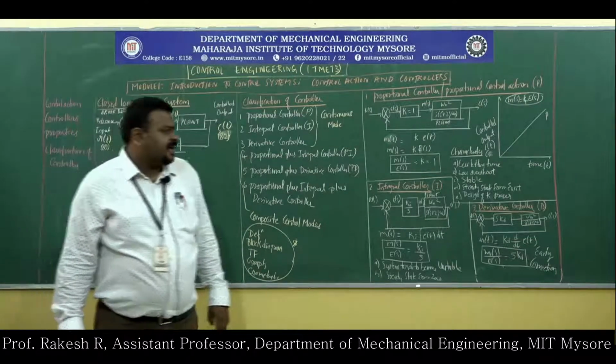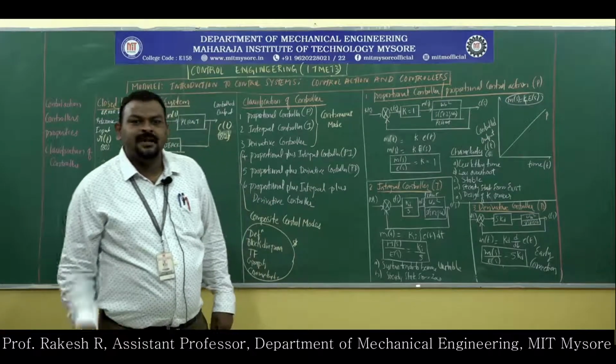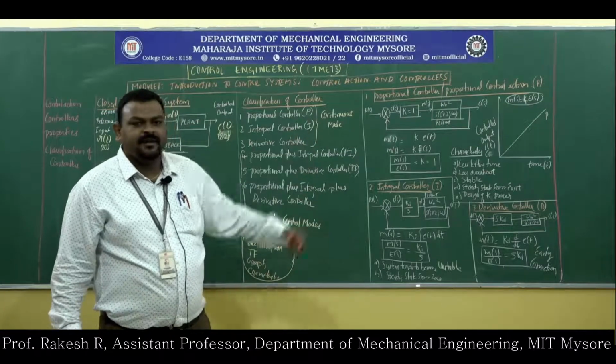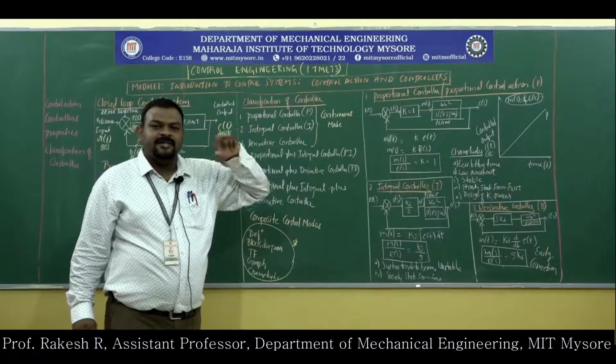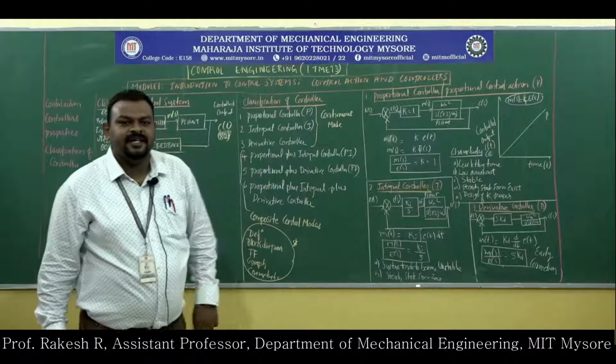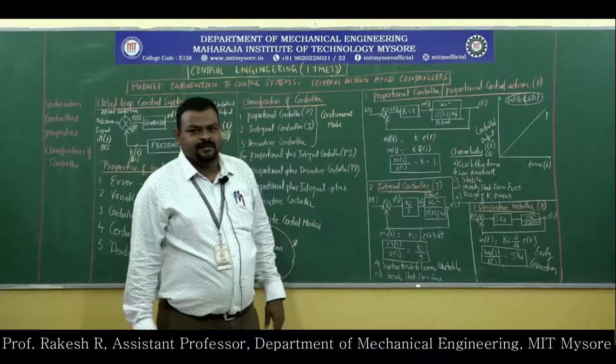So Kp, Kv and Ka will be there. When we take time response analysis, we will look into the details of that. So that depends on the proportionality constant that will lead to steady state error. And this is a block diagram for a proportional controller.